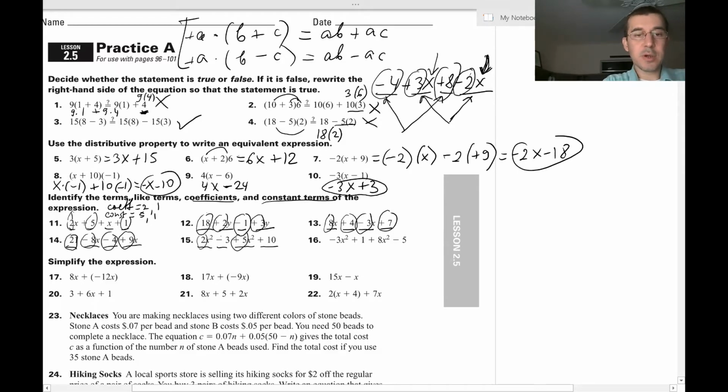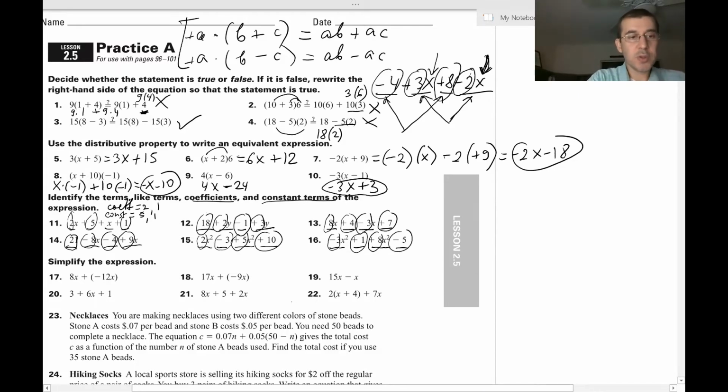And the constant terms are minus 3 plus 10. And number 16, what are the terms? The terms are minus 3x squared plus 1 plus 8x squared and minus 5. The coefficients are minus 3 and plus 8. And the constant terms are plus 1 and minus 5.